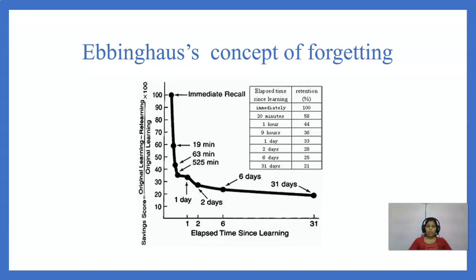The first psychologist who tried to study forgetting was Ebbinghaus. Ebbinghaus used nonsense syllables to see how we forget things. From this curve, we can see that forgetting was initially greater during the first 9 hours after learning, but gradually, with time, the forgetting decreases. So there is a sharp decline in memory at the initial phase, but that drop gradually declines with time.